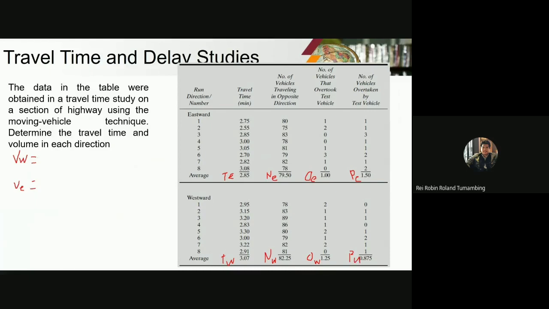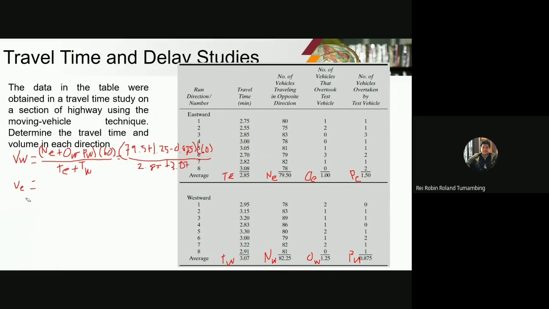So yung VW natin, that is equal to NE plus OW minus PW. Okay? Then times 60, pa-convert lang natin, over TE plus TW. Okay? So, this will give us 79.5 plus 1.25 minus 0.875. Okay, then times 60 over 2.85 plus 3.07.